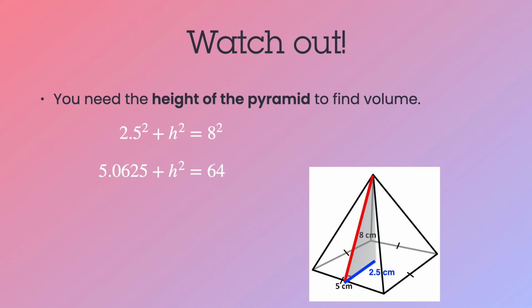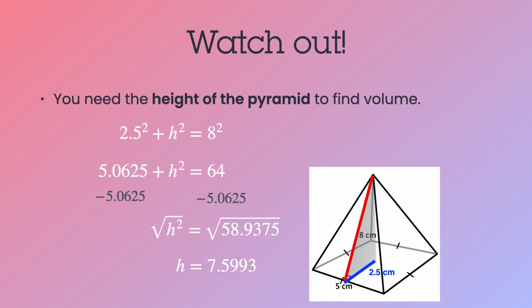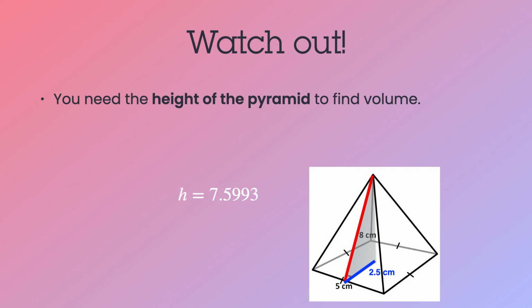8 squared is 64. We'll subtract the 2.5 squared. We get that h squared equals 57.75. And we need the square root of both of those because we just want regular old h, and it comes out to 7.5993. Now, your temptation is going to be to round this number right now. Don't do it. We still have things we need to do with this number, so we don't want to round it before we're ready for our final answer. We're going to keep all these decimal places.